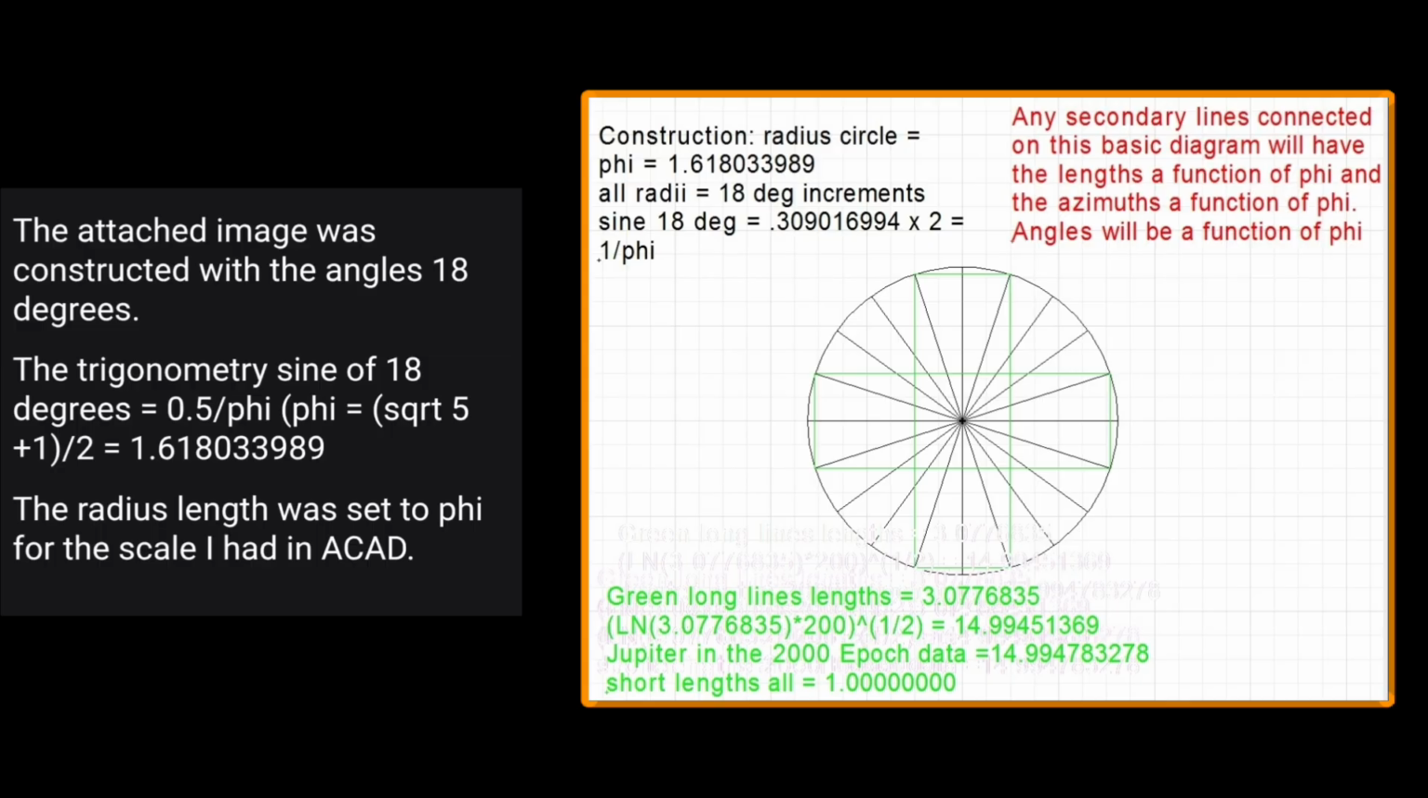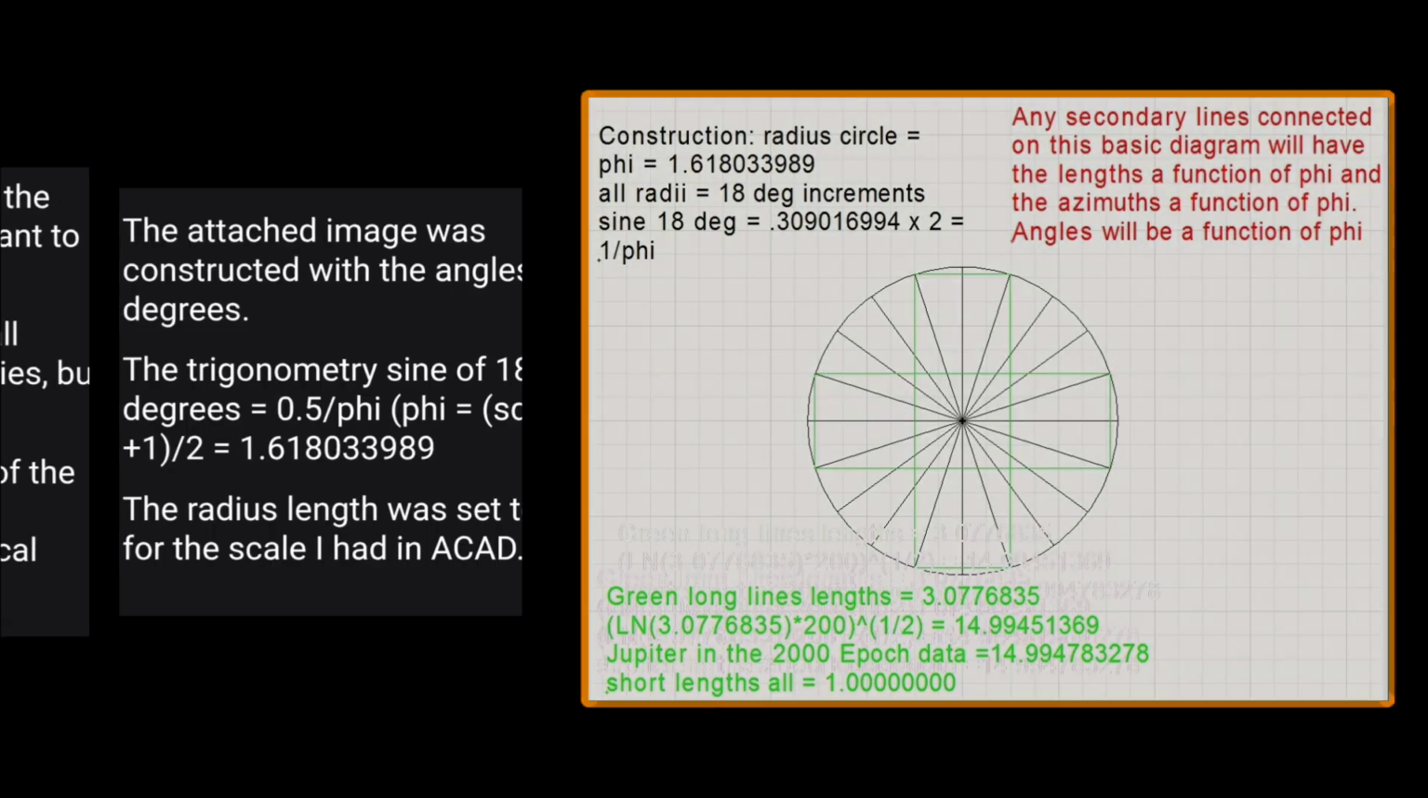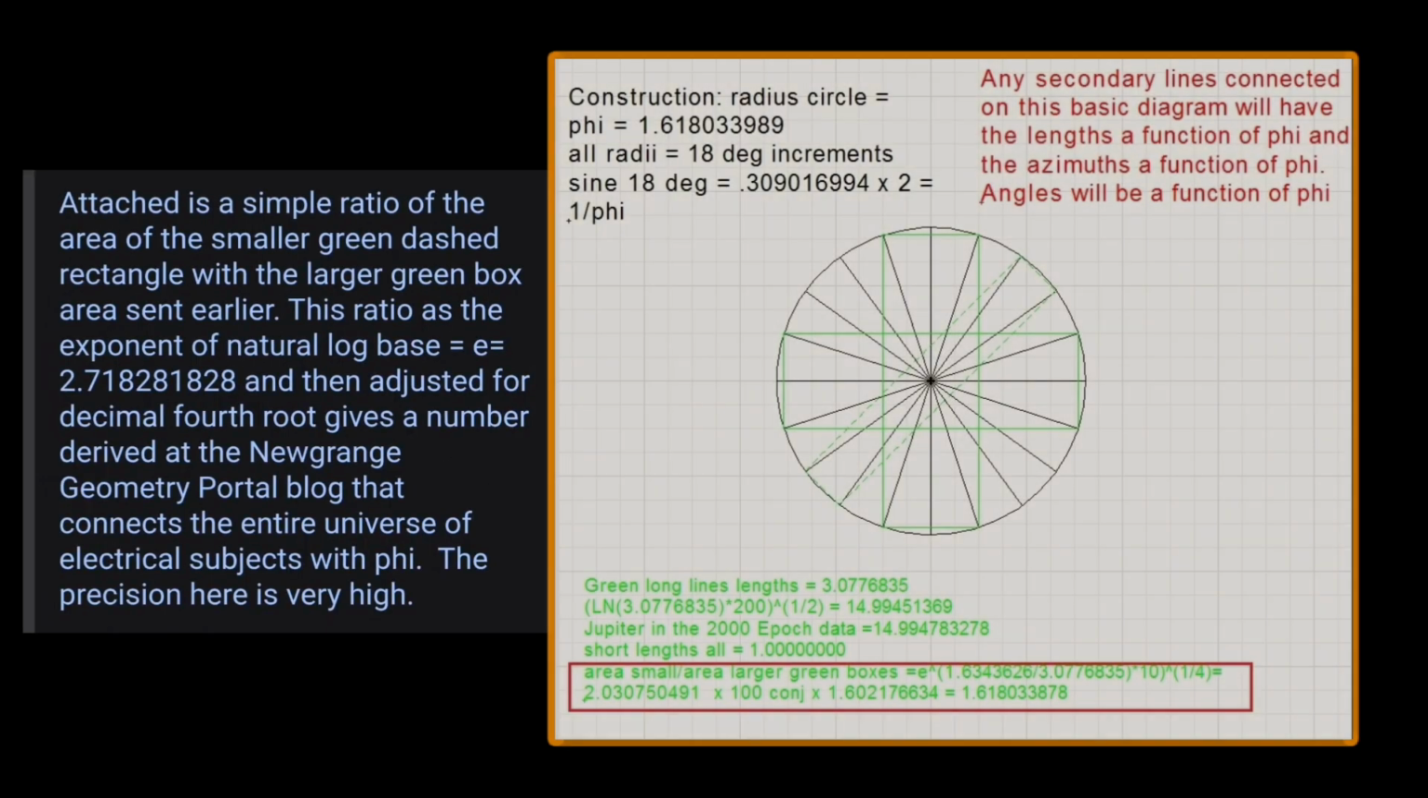The radius length was set to 5 for the scale I had in ACAD. Attached is a simple ratio of the area of the smaller green dashed rectangle with the larger green box area sent earlier. This ratio is an exponent of the natural log base, E, equals 2.718281828, and then adjusted for a decimal fourth root gives a number derived at Newgrange Portalblog that connects the entire universe of electrical subjects with phi.